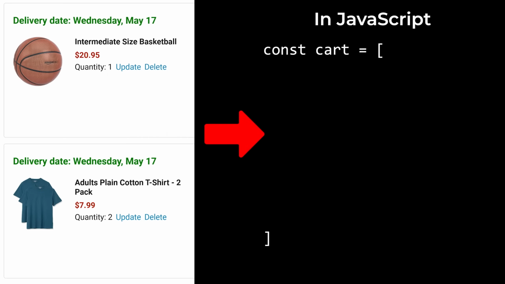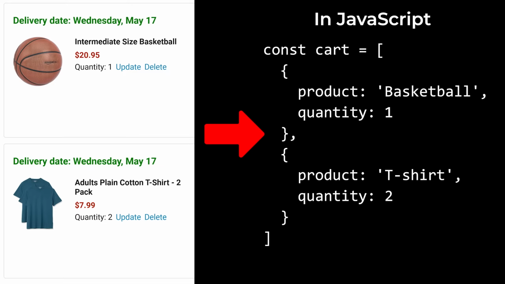So we can actually represent this in JavaScript as an array. Inside the array, we can have some objects, and each object is going to contain the product and a quantity. So we can use something like this to represent our cart. So let's go ahead and create this cart array.